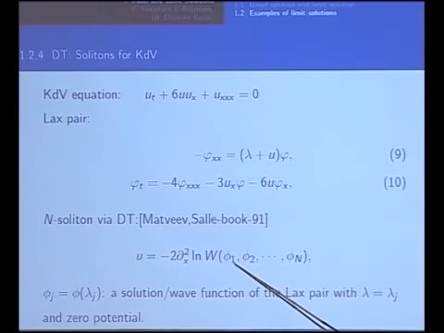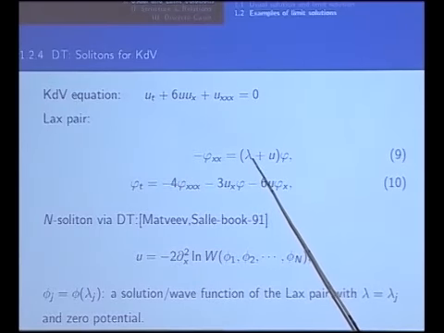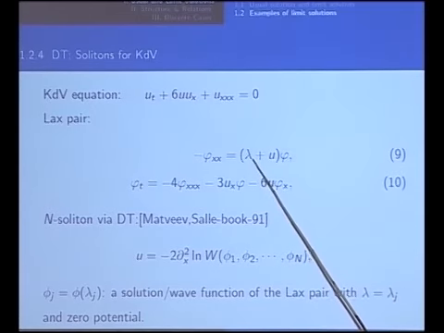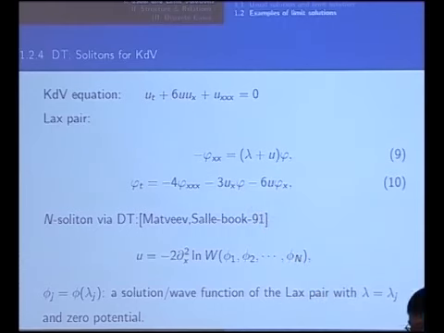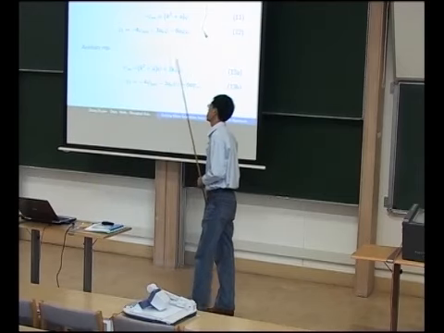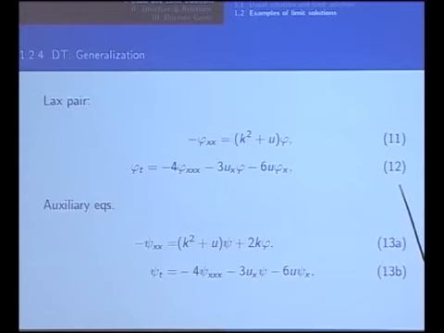Next example is the Darboux transformation for the KdV equation. And this is the KdV Lax pair and n solitons in Wronski form. Phi j is a solution of the Lax pair with spectral parameters lambda j and zero potential.